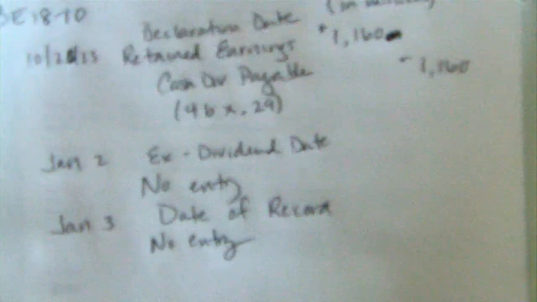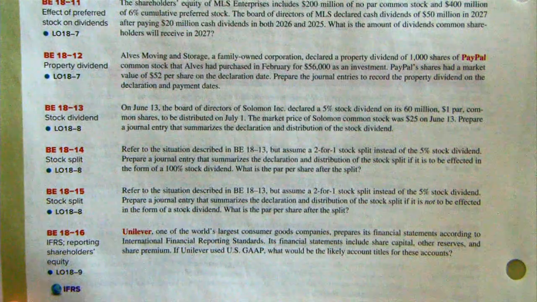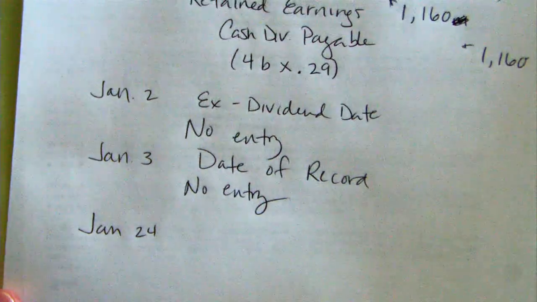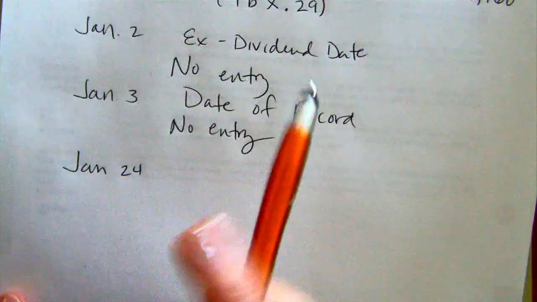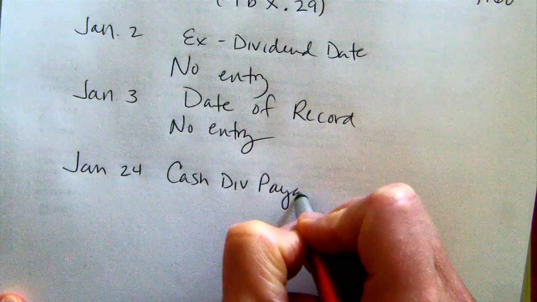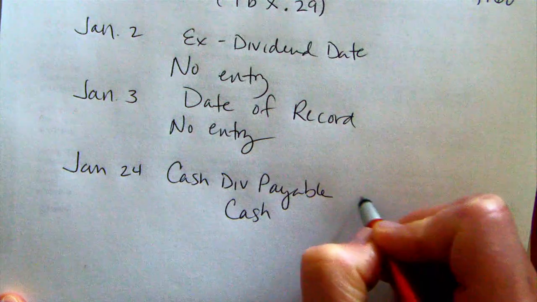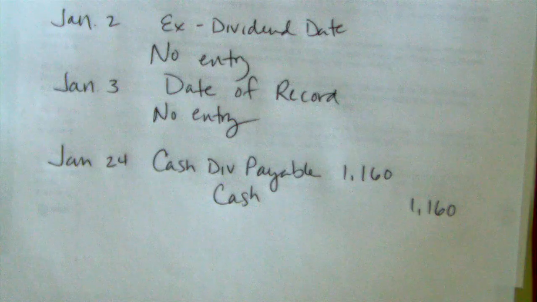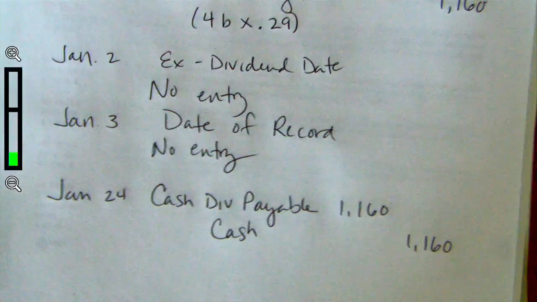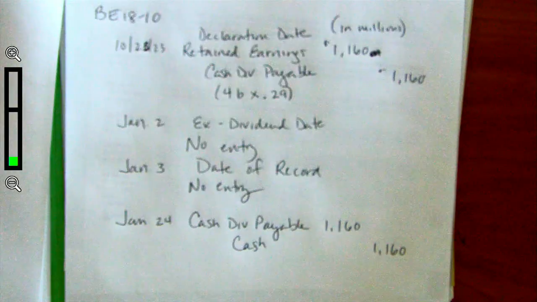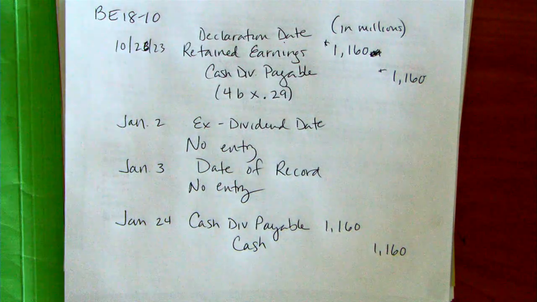And then on the payment date, of course you'd think I'd remember that. The payment date was January 24th. So on January 24th, all we're doing is we're satisfying now the payable. So we're going to debit cash dividends payable, and we're going to credit cash for 1,160,000,000. Okay? I don't need all those zeros unless you need them to make sure it's clear for you. So that is, let me back out of that just a little bit. There we go. That is brief exercise 18-10.